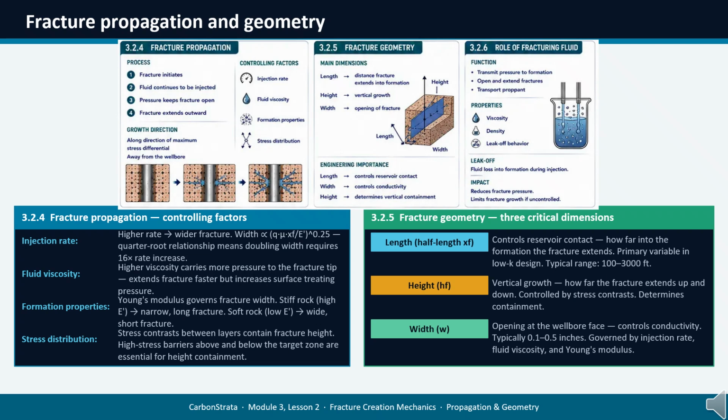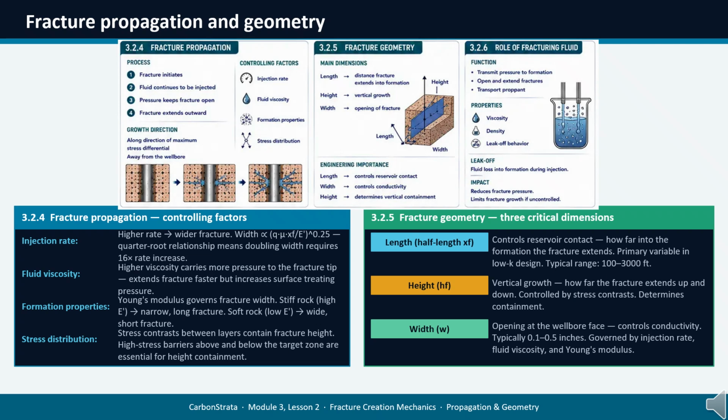Now look at geometry. Length. This defines how much reservoir you contact. In low-K reservoirs, this is the most important variable. Height. This determines whether you stay in zone. Lose height control, you lose the entire treatment. Width. This controls conductivity, but is the hardest to control.